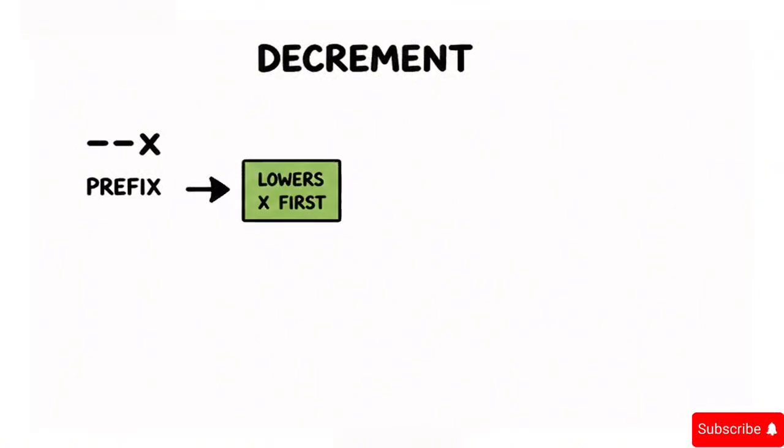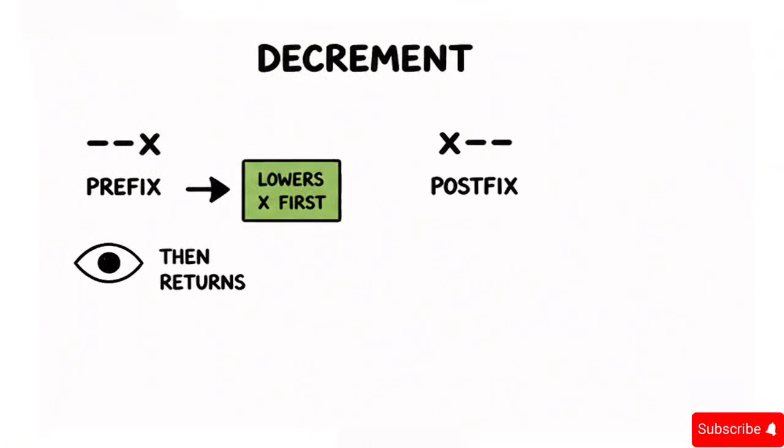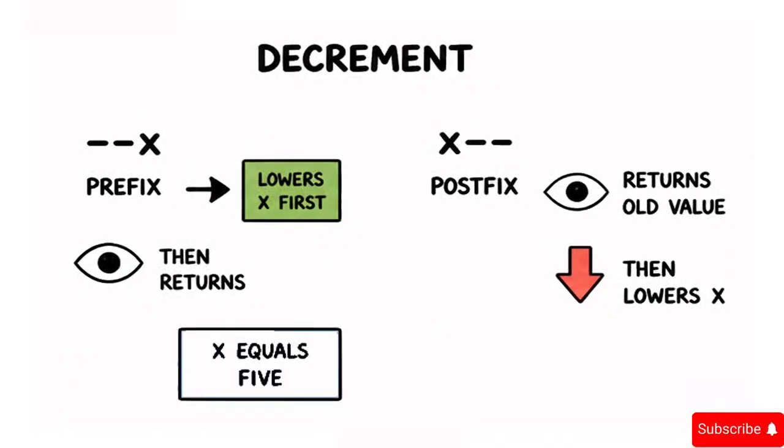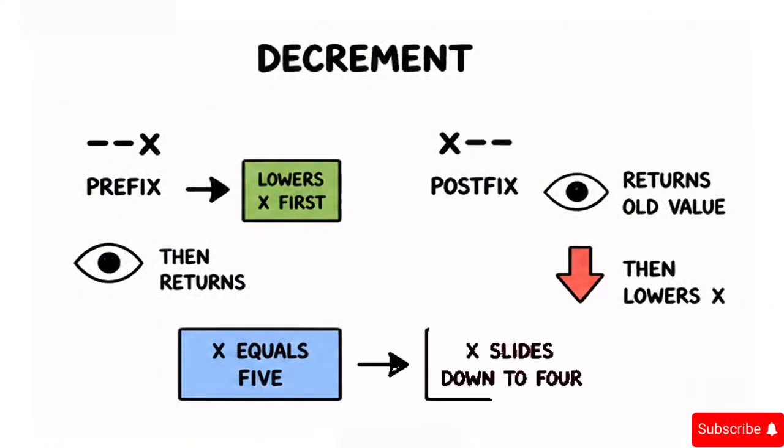Decrement works the same way. Prefix --x lowers x first, then returns it. Postfix x-- returns the old value, then lowers x. Start with x equal to 5 and watch x slide down to 4.